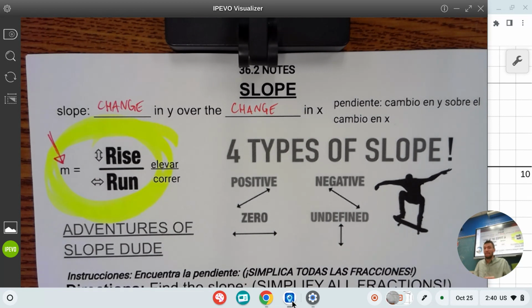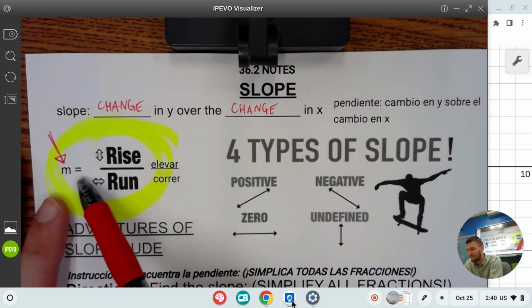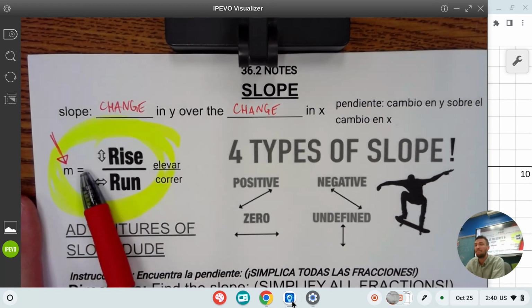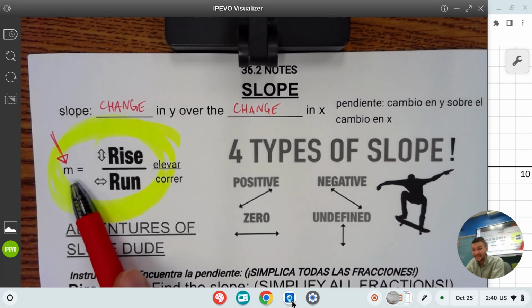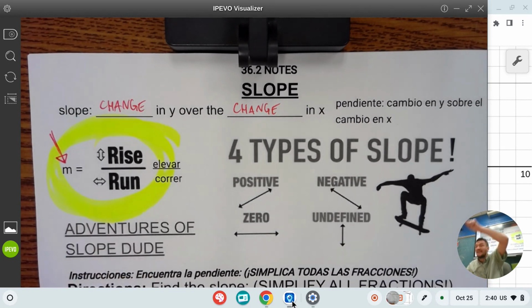We use M. People think that maybe we use M because of the word mountain, because mountains have slope. Or they just need a letter. At some point you just need a letter, and S is a letter for some other things like speed in physics. But M is the letter. So for the rest of the year, when you see that letter M, you're thinking slope.